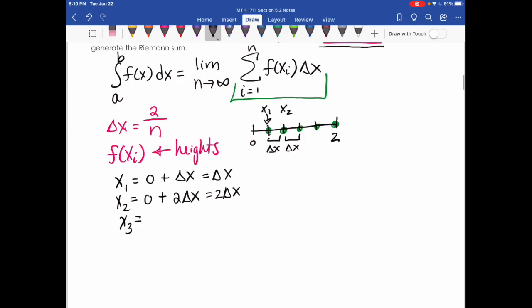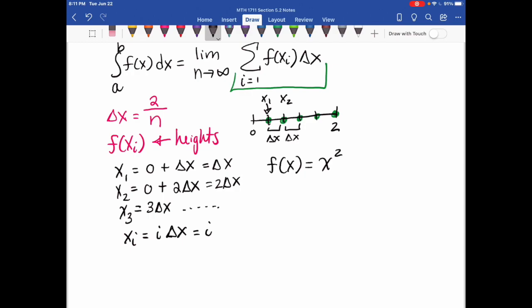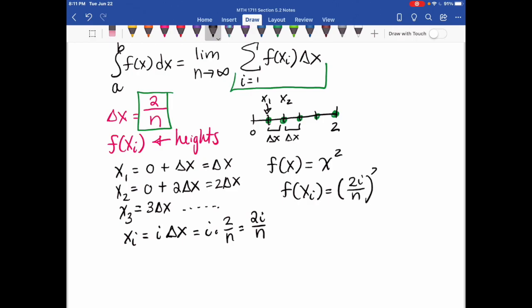If I want to find the third rectangle, I take my first point, which is 0, my endpoint, and I add that many delta x's. So it's going to be 3 delta x. So if I repeat this pattern, you can see that my xi's in general are going to be written as i times delta x. I can go ahead and substitute for delta x since we found up here that delta x is going to be 2 over n. So I can write this as 2i over n. Now that's what I'm going to plug into my function. So my f of xi's in general are going to be 2i over n squared. When I simplify that, I'm going to get 4i squared over n squared.